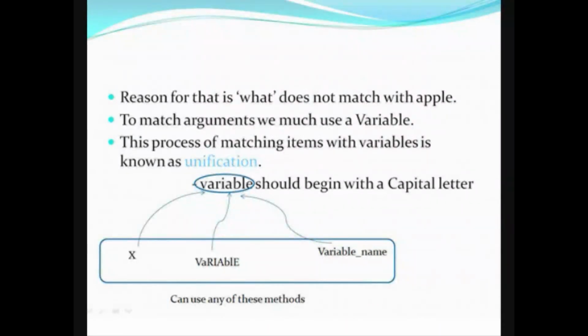To match arguments, we must use a variable. This process of matching items with variables is known as unification. Variables should begin with a capital letter. And there are three methods to set the variable. We can use a single letter or a single word, and in special places we can use an underscore.